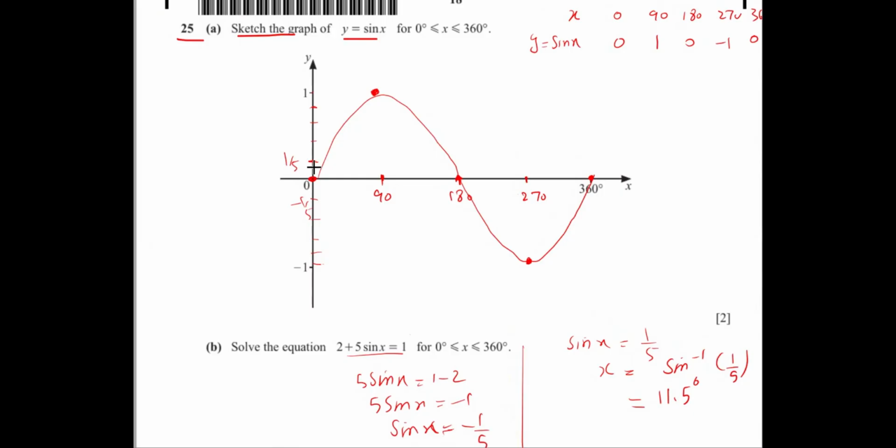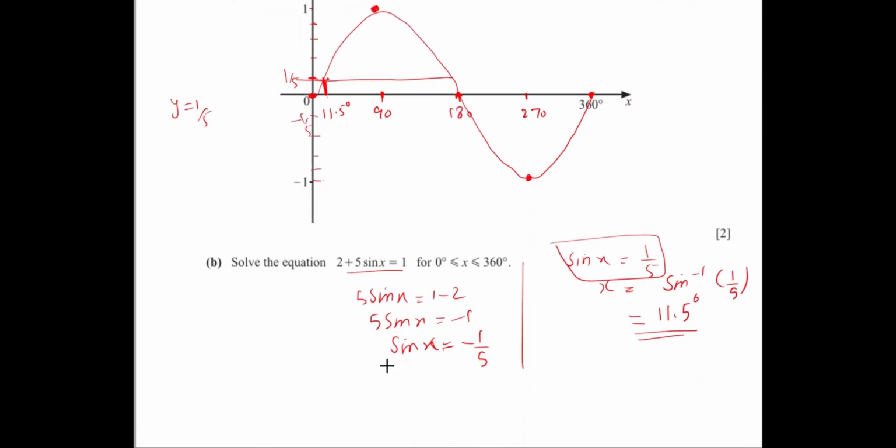Look here, sin x equal to 1 over 5, and it means y equal to 1 over 5. And this is the straight line at this position where the graph and line intersect. This graph and line intersect. The value of x here is 11.5 degrees. And we have to calculate the angle for sin x equal to negative 1 over 5.